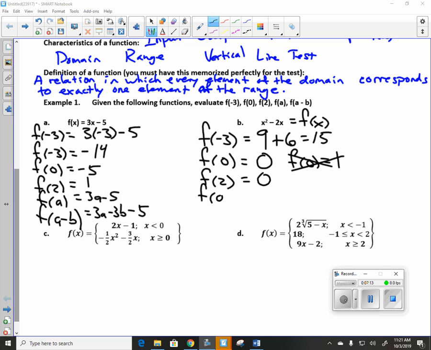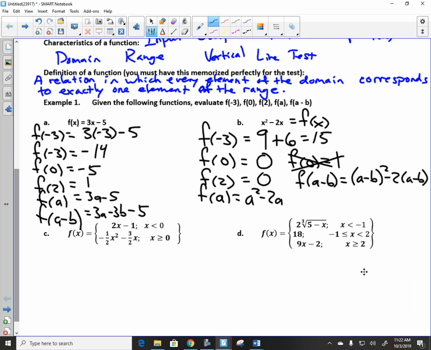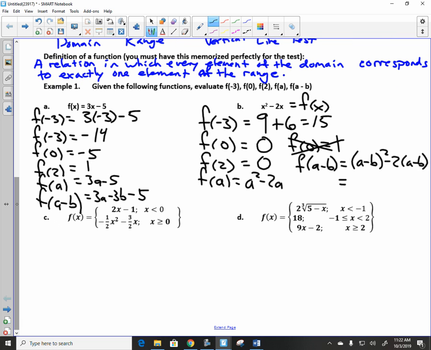F of a is a squared minus 2a. And f of b, or f of a minus b, I'm going to write this out. It's a minus b quantity squared minus 2 times a minus b. So what do I get when I square a minus b? a squared minus 2ab plus b squared minus 2a. Yeah, plus 2b, we got to distribute that negative. Good.